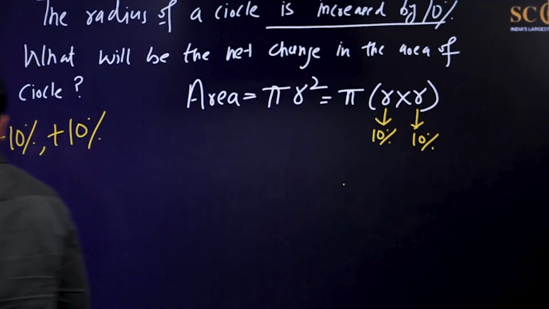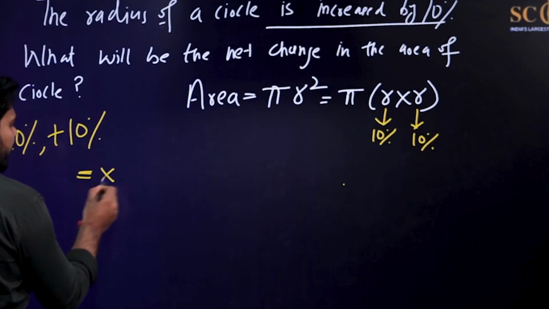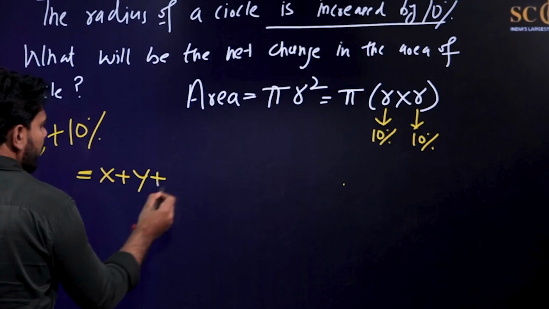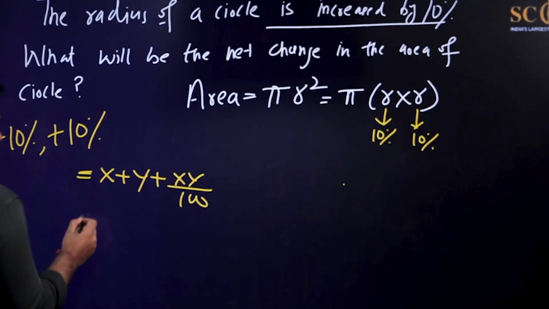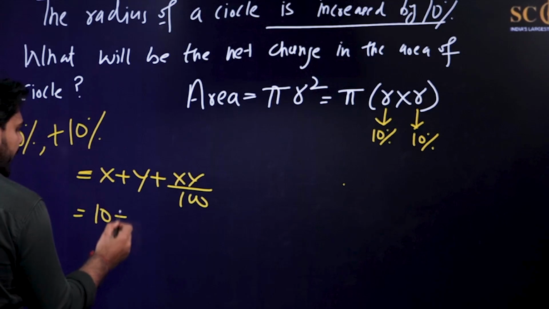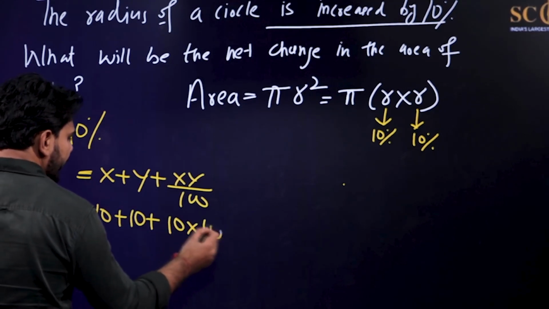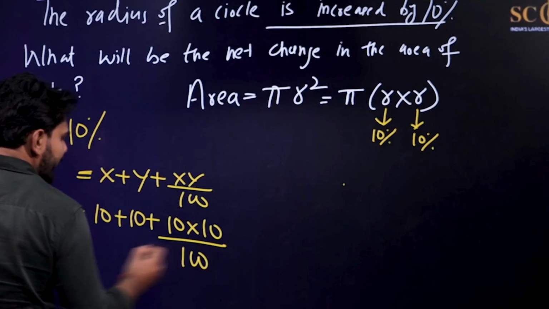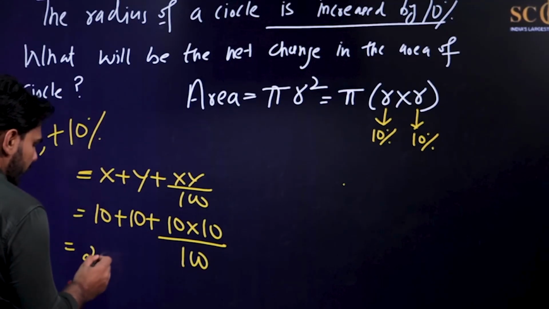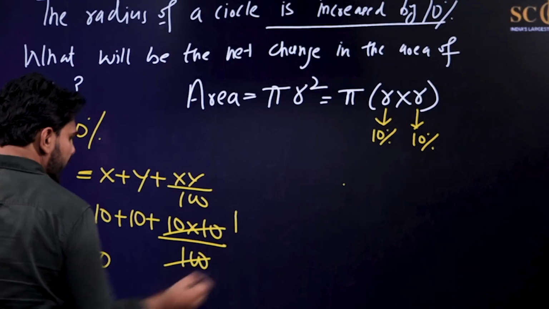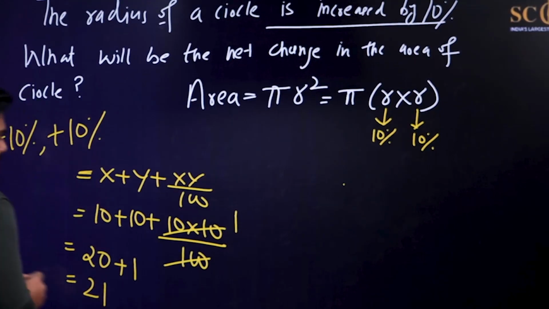Let us see how. We know that the formula is x plus y plus xy by 100. In place of x, I will write 10, and in place of y, I will write 10. If I just solve it, what will I get? 10 plus 10 is 20, and 100 divided by 100 is 1. So 20 plus 1 is how much? It will be equal to 21.